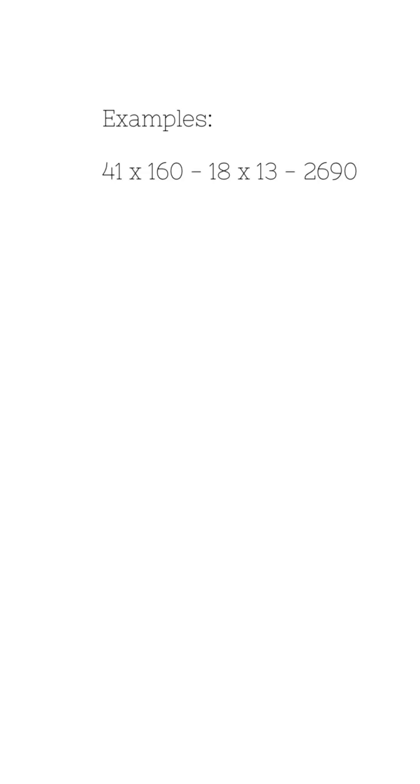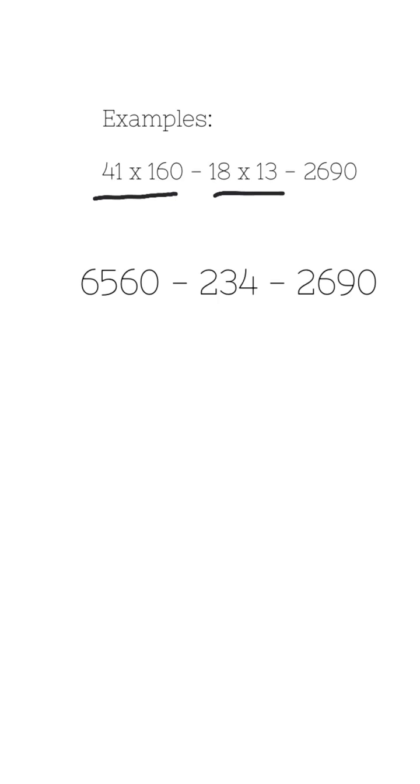So the first example, if I had 41 times 160 minus 18 times 13 minus 2,690. First, I'd have to look, do I have any groupings? Nope, I don't have any groupings. Then I look, do I have any exponents? No, I don't have any exponents. So I'm going to look for multiplication and division from left to right first. I see that I need to multiply 41 times 160, and then I also need to multiply 18 times 13.